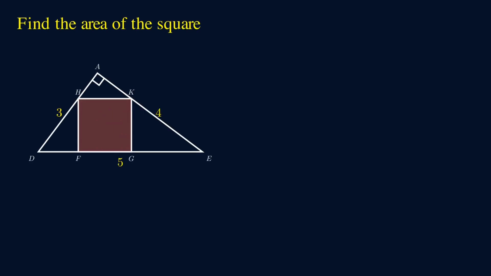Today we're looking at another geometry problem. So here's the setup. We have a right triangle with side lengths 3, 4, and 5. Inside that triangle, there's a square placed right at the right angle. The problem asks to find the area of that square.